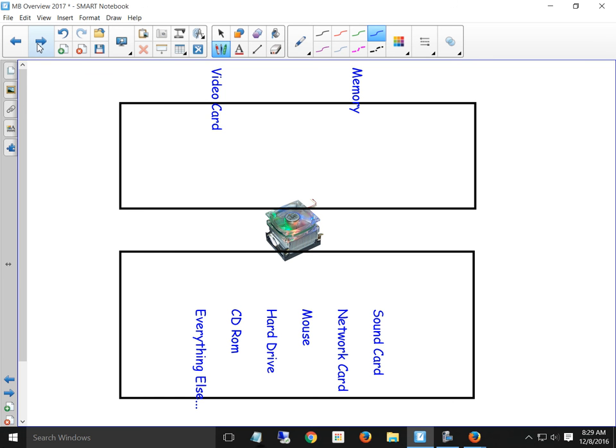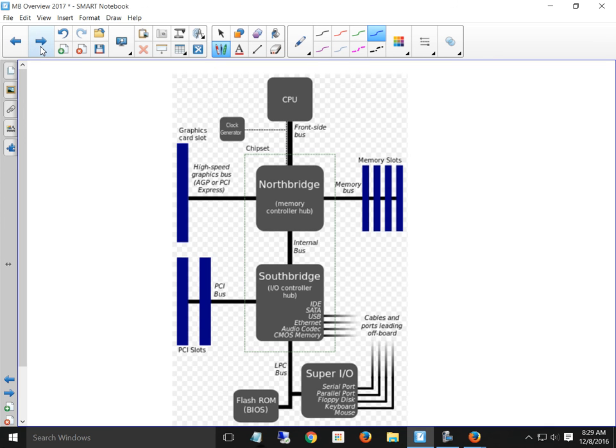Another picture showing just what we talked about, and obviously it's not a path just like that. Here's another graphic showing the same thing: on the North Bridge you've got all your memory slots, you've got your PCI Express slot, and then on the South Bridge you've got all the other PCI slots, and everything else that connects up to your PC goes through the South Bridge. Okay.